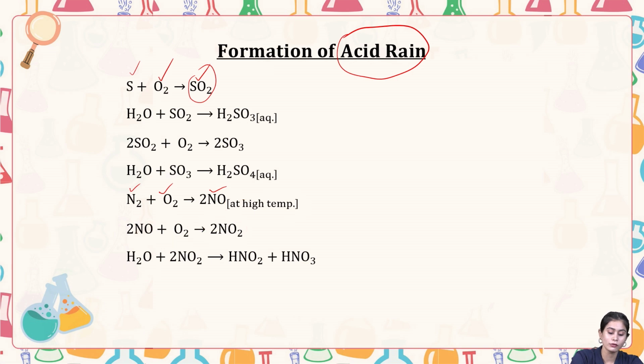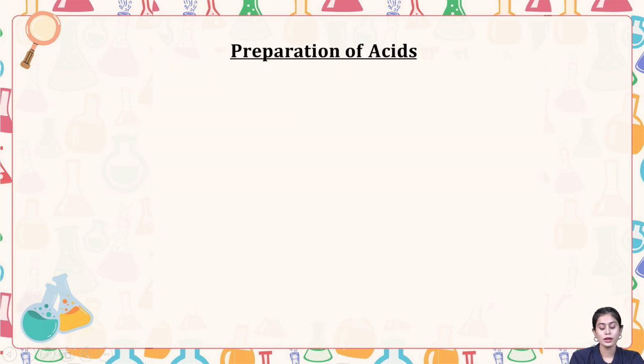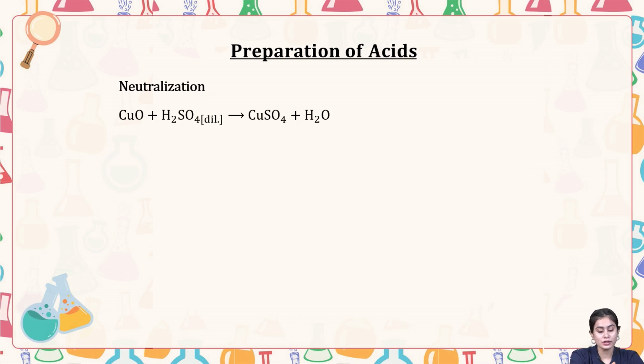Okay, so what will be the reaction? H2O plus 2NO2, which was from here, will give you what? HNO2 and HNO3, which is a mixture of your nitric and nitrous acid. Okay, preparation of acid. See the reaction, neutralization reaction.